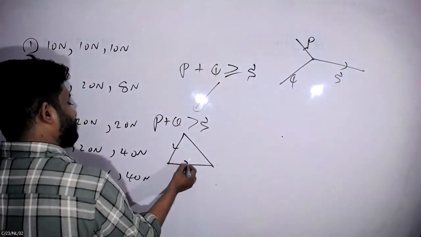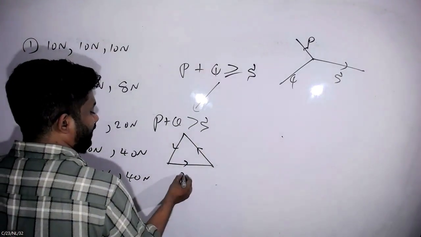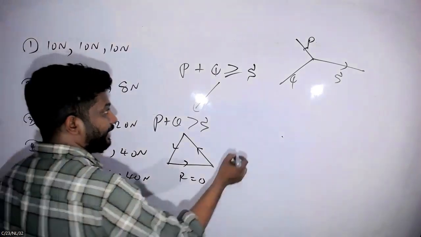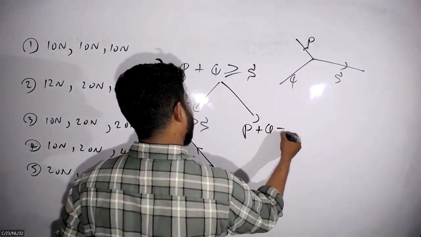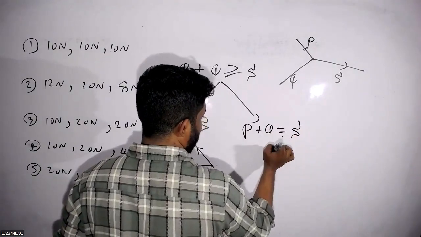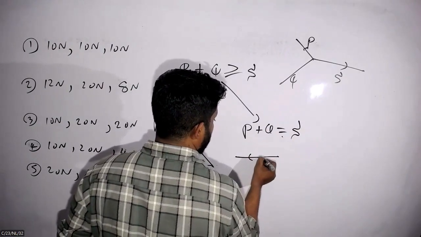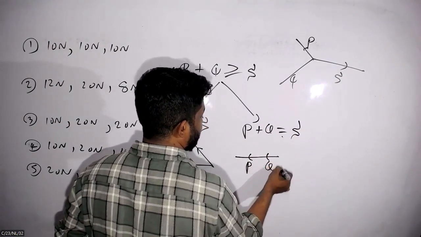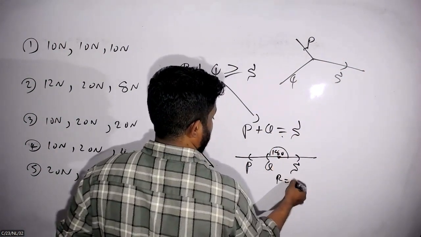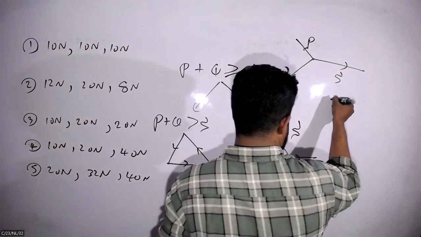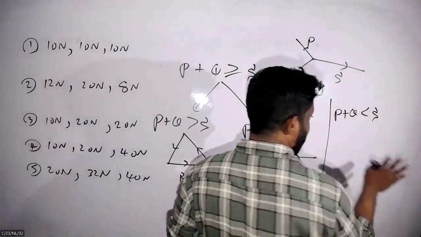If the angles are set, then they can complete a triangle taken in the same order, then the resultant is 0. If the sum of the magnitude of two smaller forces is equal to the largest force, then they never produce a triangle, but when the two smaller forces are acting parallel to each other and opposite to the largest one, then they can produce the zero resultant. The next one you should remember: if P plus Q is less than S, they never produce zero resultant.